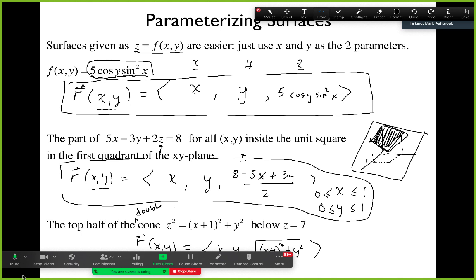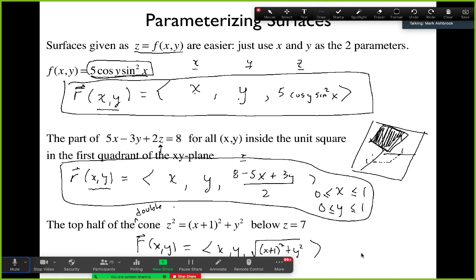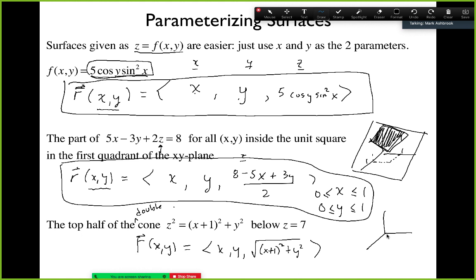And then, now we want below z equals 7. Now, you really can't say z less than 7 because z isn't one of your independent variables. You've got to do this in terms of x and y. So at z equals 7, what do we have at z equals 7?